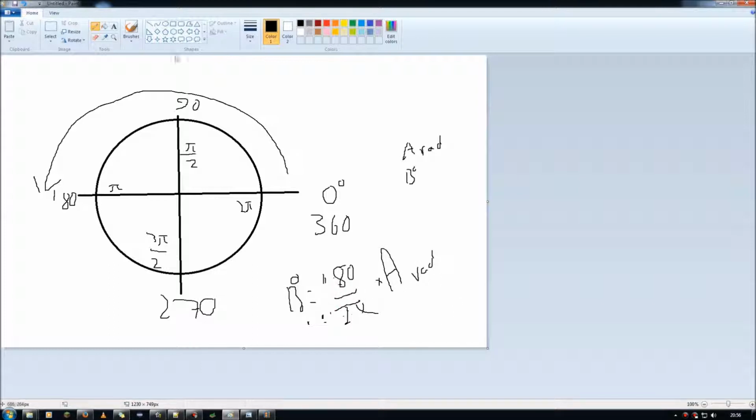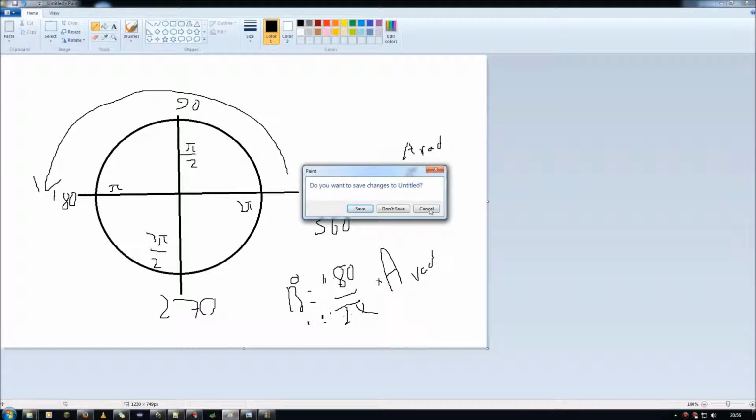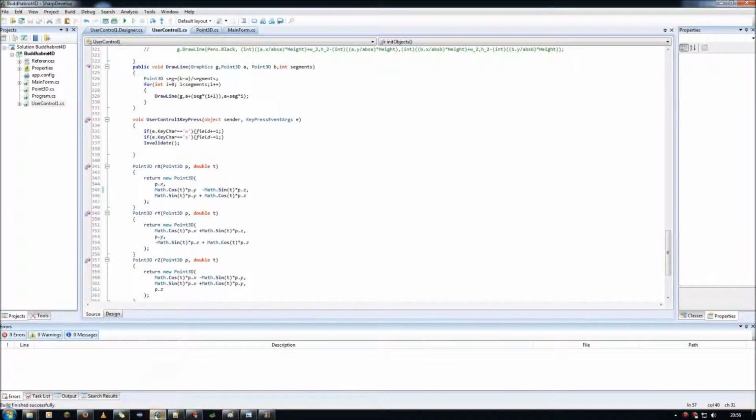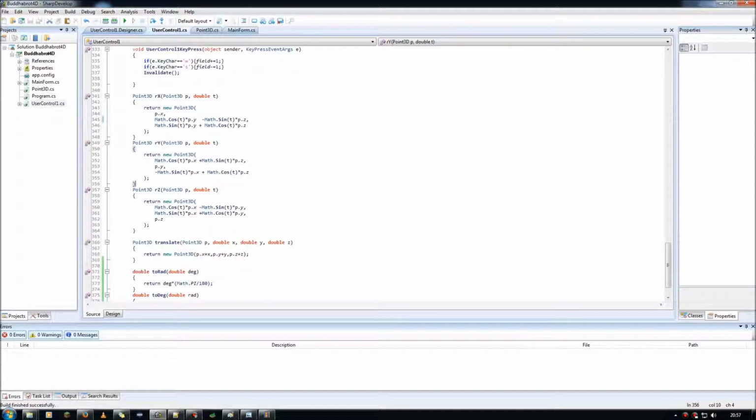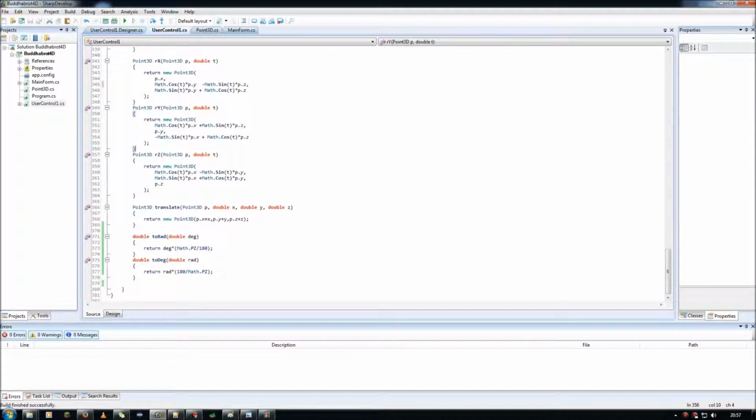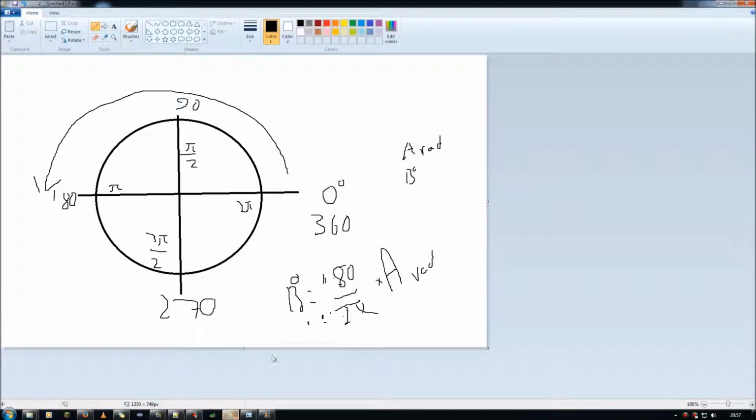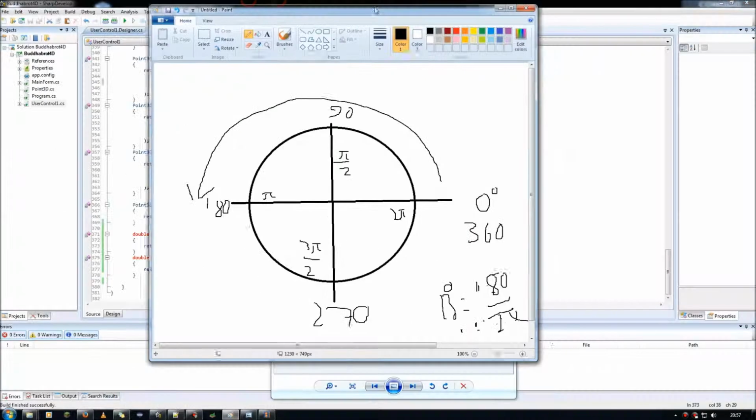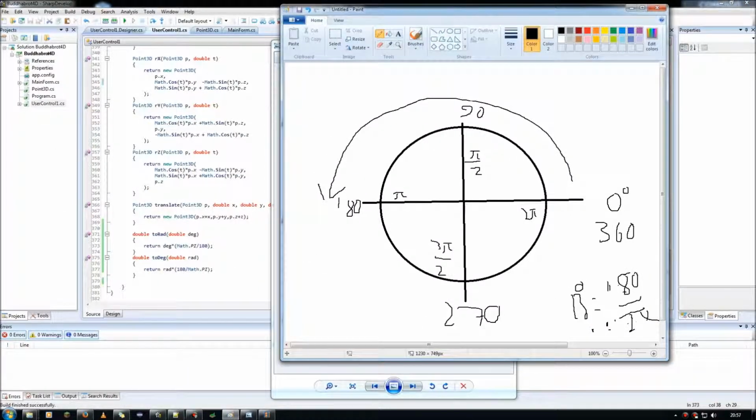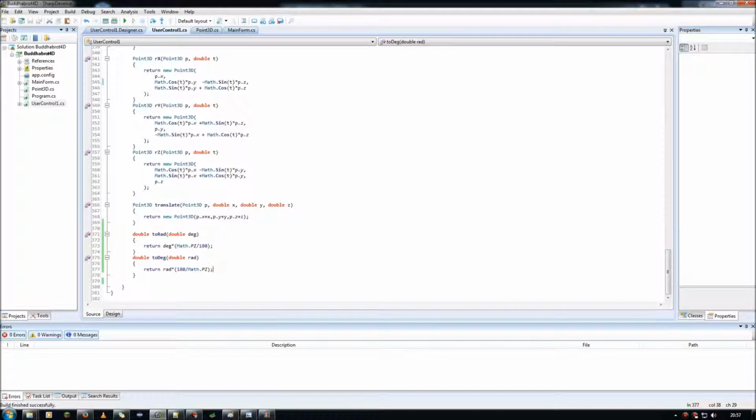So yeah, we'll implement that into our code, which actually I've already done. There we go, pi over 180. That was our first one, pi over 180, and then to convert to degrees from radians, it's that 180 over pi. So that's pretty simple really.